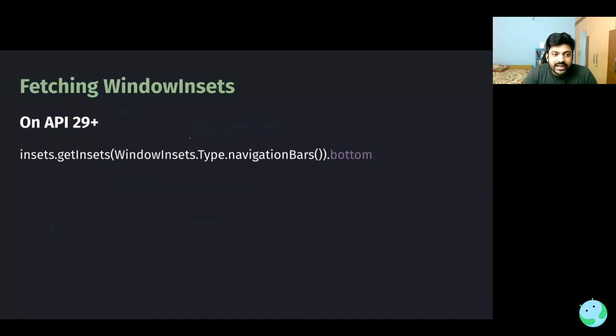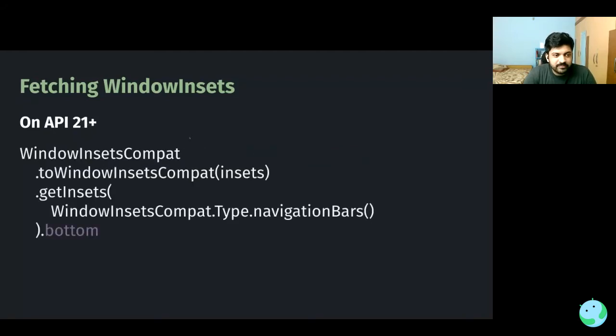Now, the get insets method on the insets instance is available only on API level 29 and above. And again, we aren't that lucky. So to have an AppCompat version of it, there's a WindowInsetsCompat class, which converts the inset that is available on API 29 and above into a compat form. And using that, you can get the insets of different types that you want.